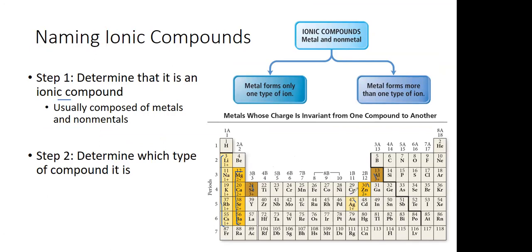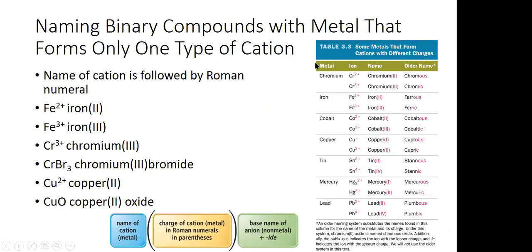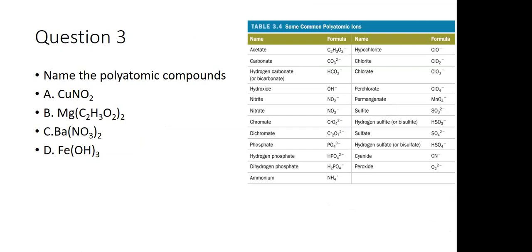Copper comes in multiple charges. It can either be like copper one or copper two. So since we're dealing with a metal that has multiple charges, we have to use Roman numerals. So I know for copper, I'm going to use Roman numerals. I just have to figure out what the charge is.